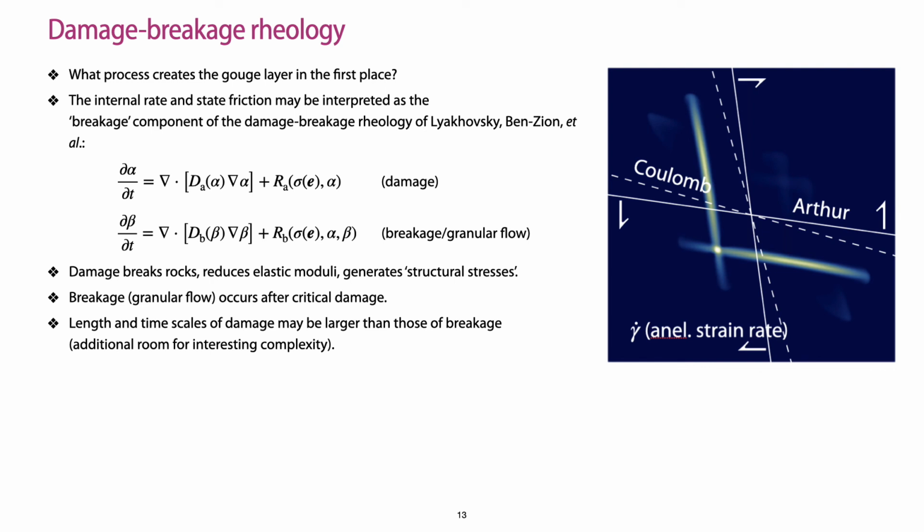This granular flow can be implemented as internal rate and state friction with only minor changes to the damage breakage model. Most notable of which is the inclusion of a diffusion term in the evolution law of the breakage field beta. We thus end up with two coupled diffusion equations where the nonlinear diffusivities can themselves give rise to interesting scale interactions and separations. Of course, this would give rise to even more serious computational challenges as well. We are working to add damage evolution to our existing models in order to better capture the complete process of fault evolution.